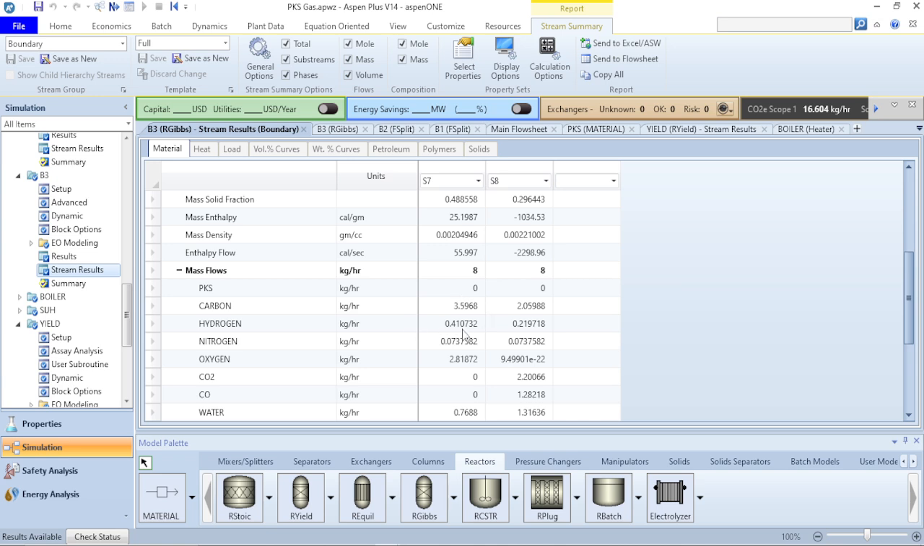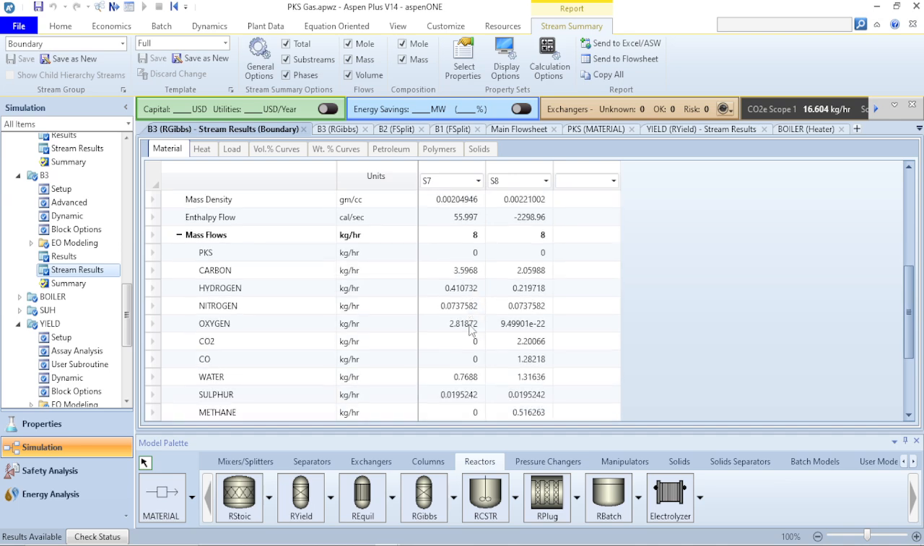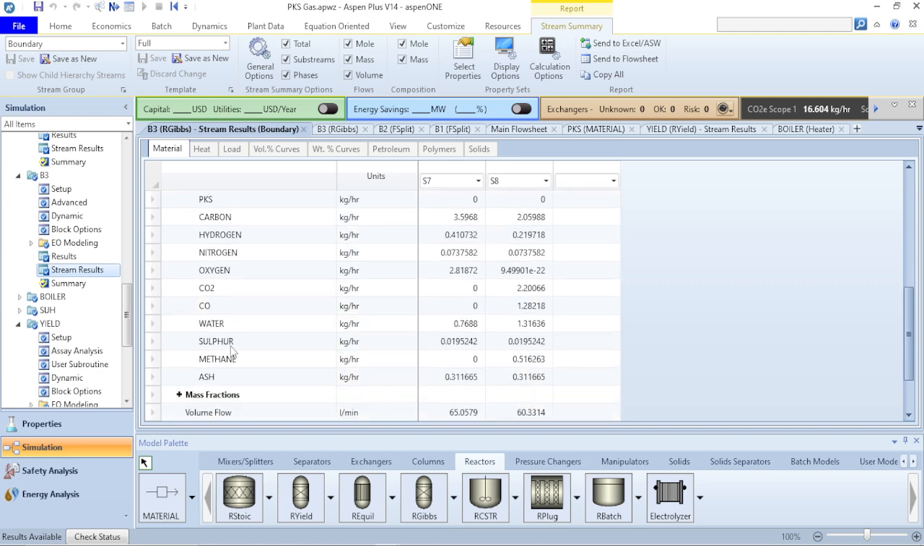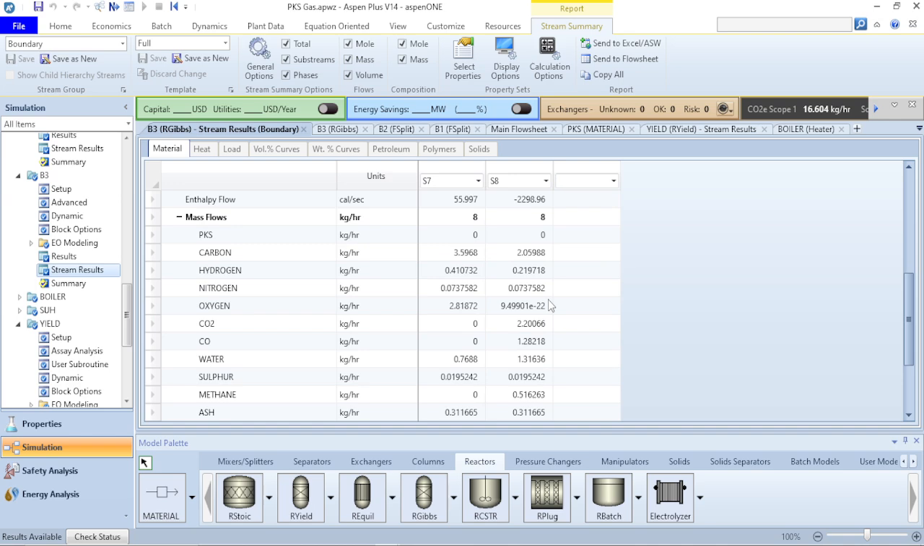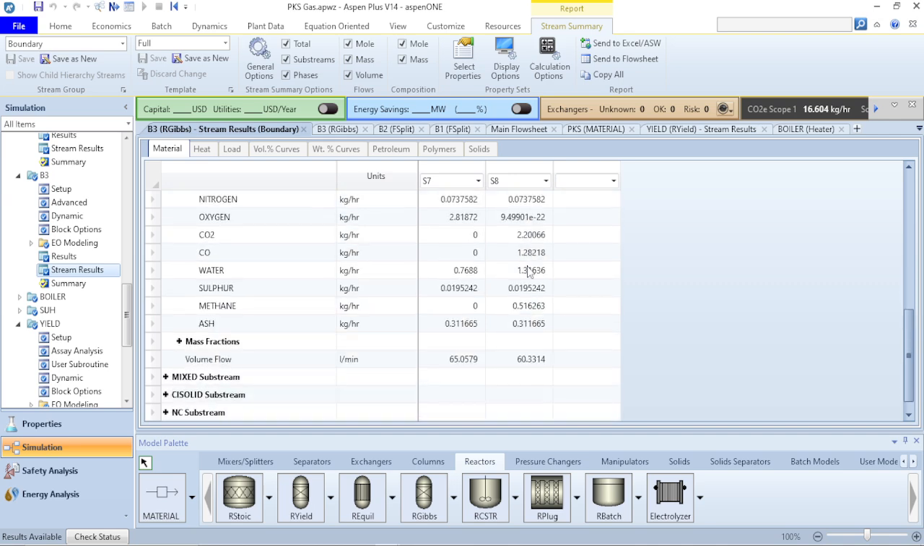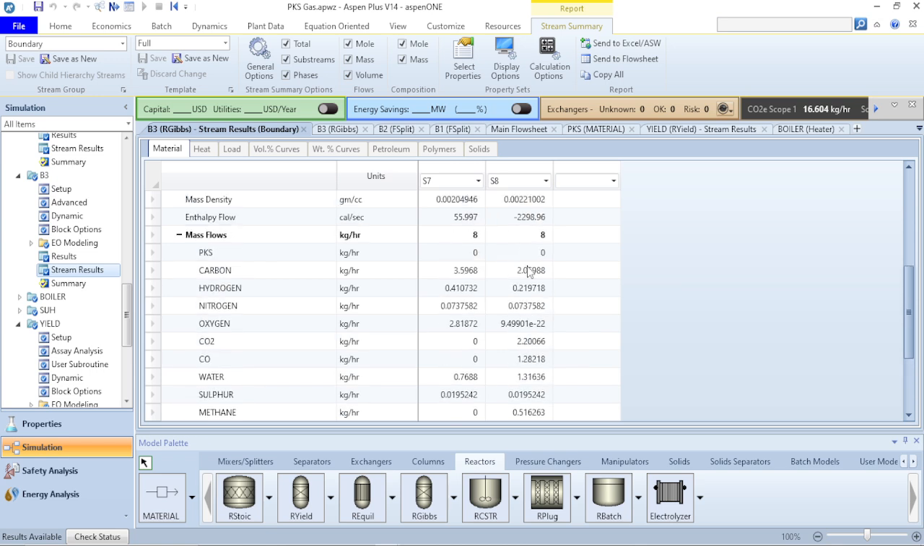We have 0.219 mass flow of hydrogen. Note this will be converted into the required products we're looking for, which is methane. The hydrogen is going to mix up with the carbon for the formation of methane. We have the CO2 and the CO also formed, and the ash is still the same.